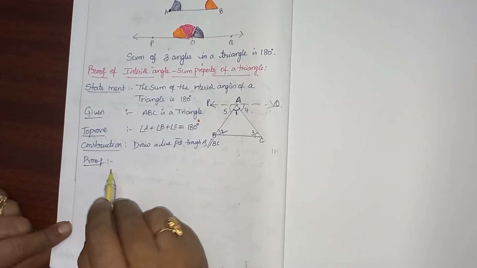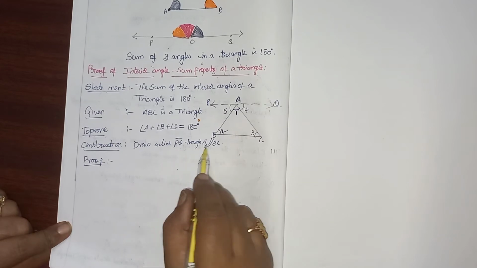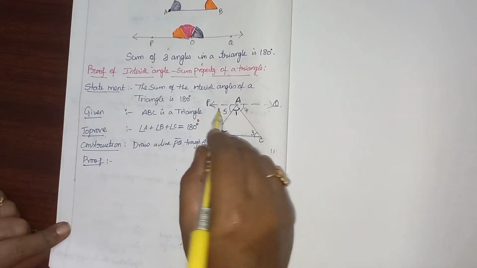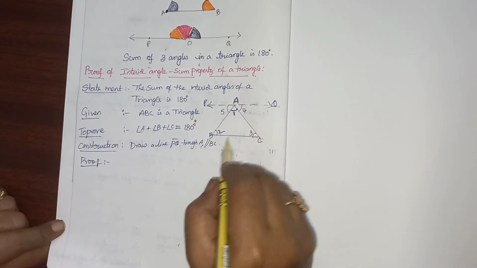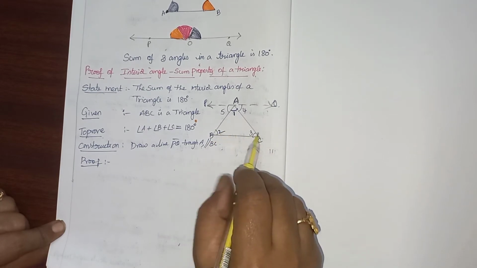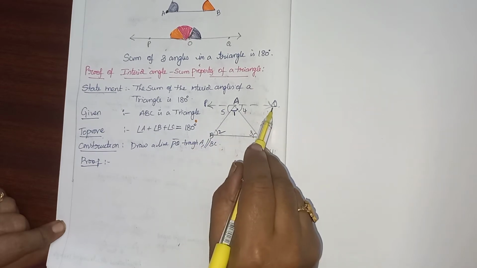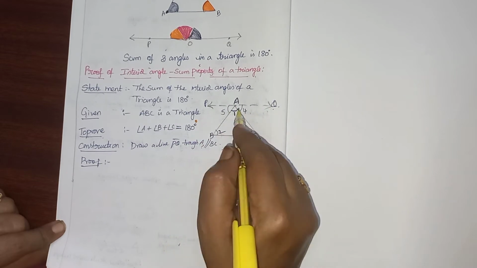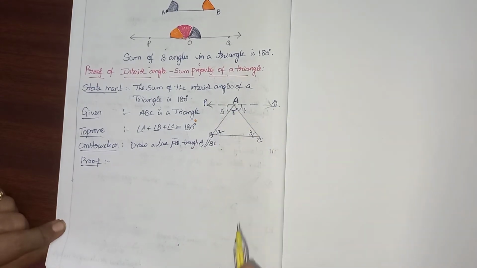Small construction: draw a line PQ through A parallel to BC. This is line BC, and you have to draw a line PQ parallel to BC. You can draw one line segment, and its name is PQ. It should pass through A. Passing through point A, draw a parallel line.